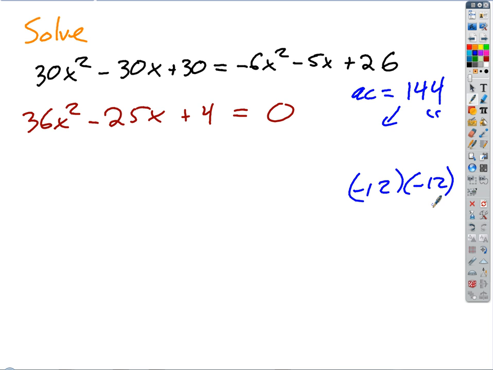13 doesn't go into 144, 14 doesn't, 15 doesn't. 11 goes into 144, but 11 and 14 is 25 only if it multiplied to 144, and 11 times 14 is 154, so no. 13 I can't do. 15 is not going to work. What about 16? Let's go with 16. 16 times what? 9. Aha.